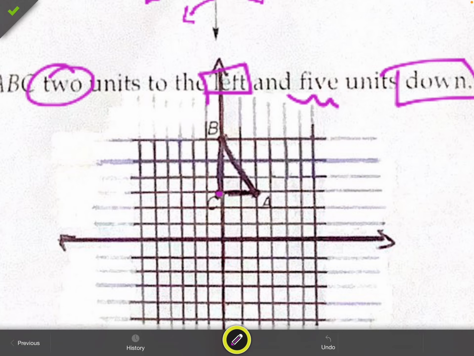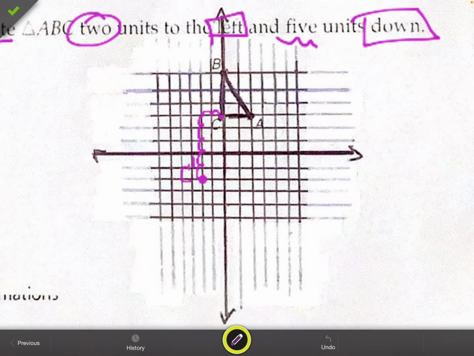All right, so I'm going to start with C, and I'm just going to count 2 units to the left. 1, 2, and then they want us to go 5 units down. So 2 to the left, 5 down, so you guys can see it. 1, 2, 3, 4, 5. So I'm sliding 2 to the left, 5 down. This is going to become, and they call it C prime. They put a little one up there that's showing that we transformed it somehow.